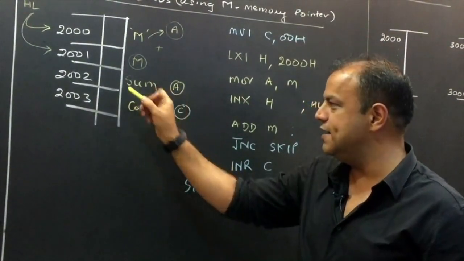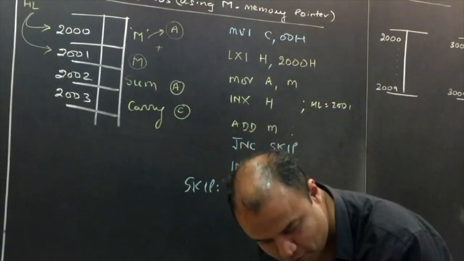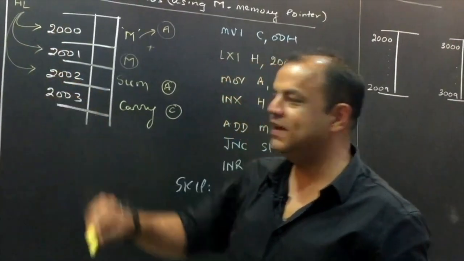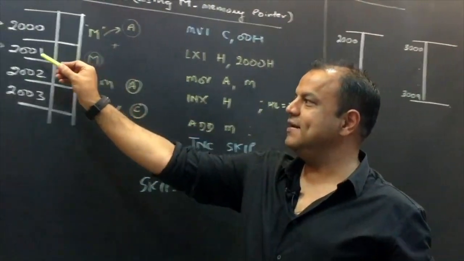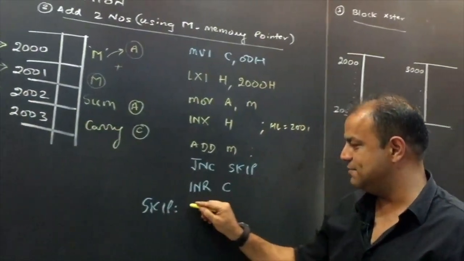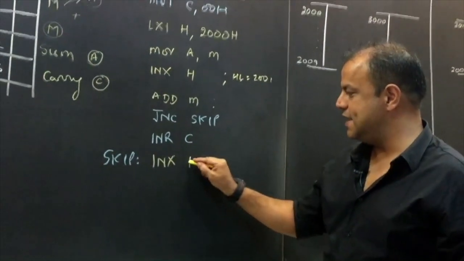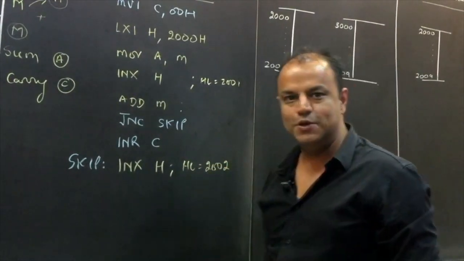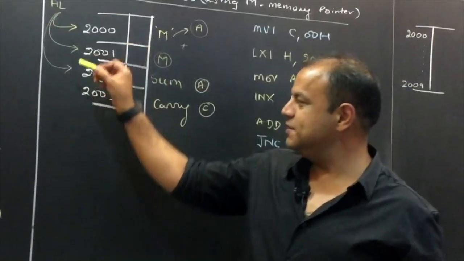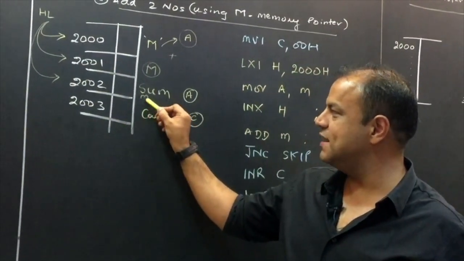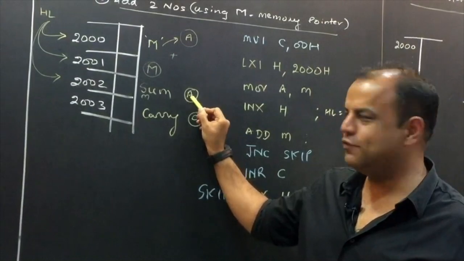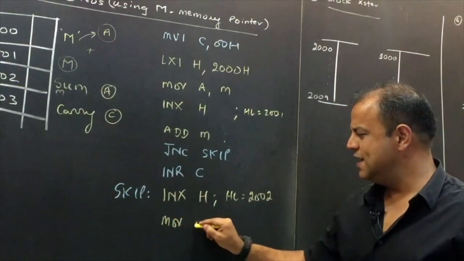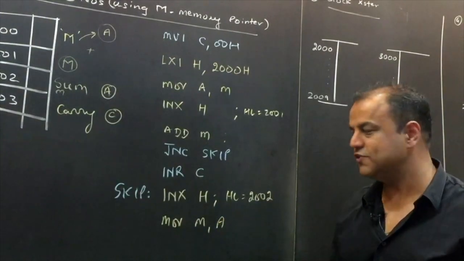How do you store A at 2002, ST at 2002? No, I want to stop using direct addressing mode. I want to do everything using M. HL pair is right now 2001. Just increment HL pair. INX H. HL pair will now become 2002. Please tell me, did you understand this? Now, HL pair is 2002. That means this location is now called M. Store the value from A at this location. How do you store from A to that location? Move M, A. So you stored your sum.